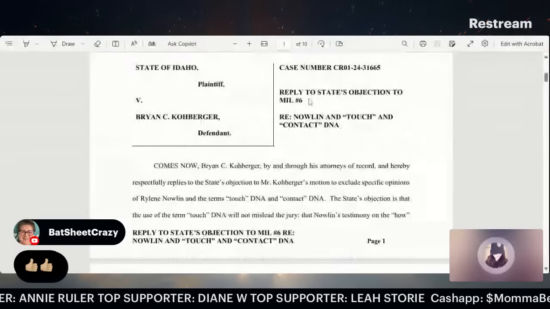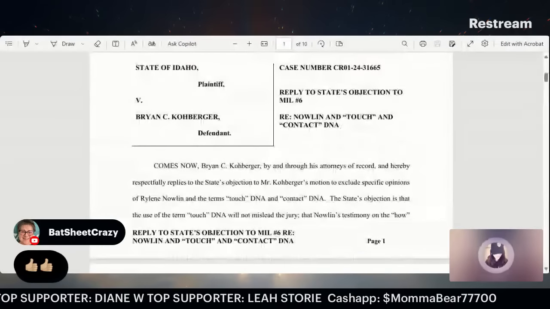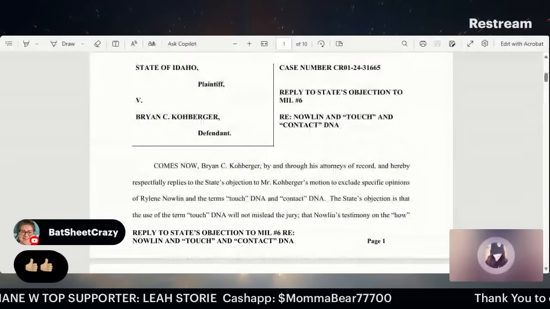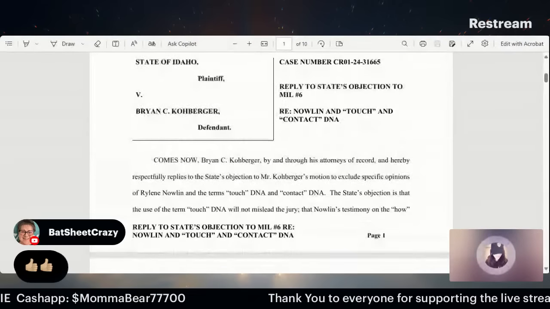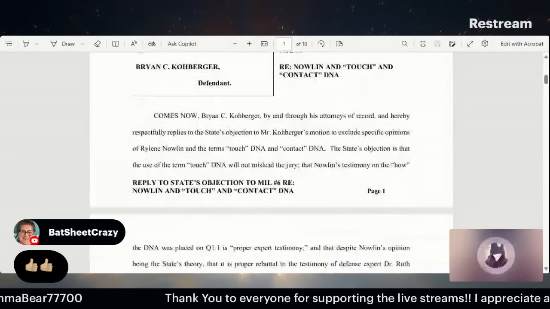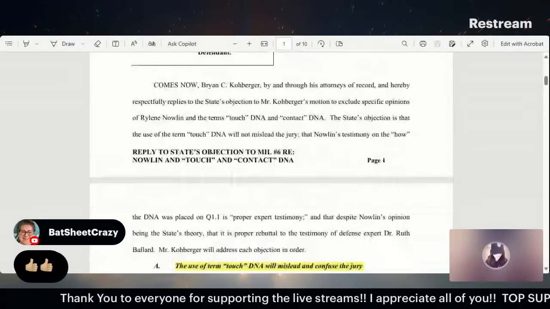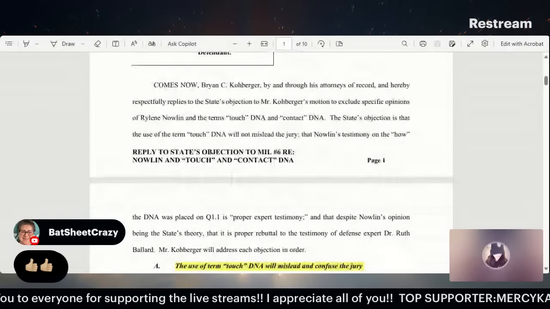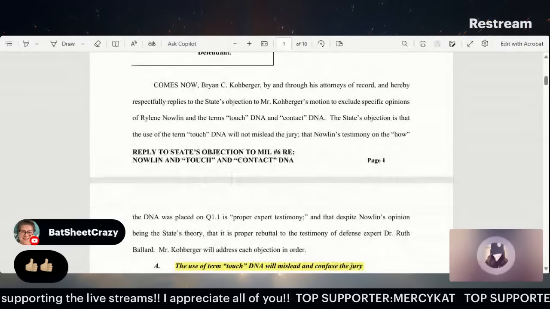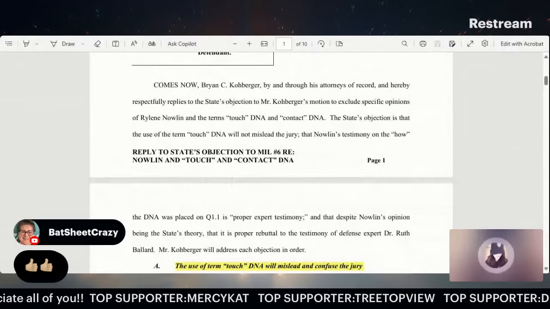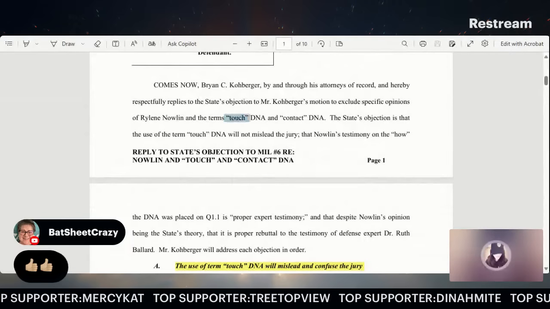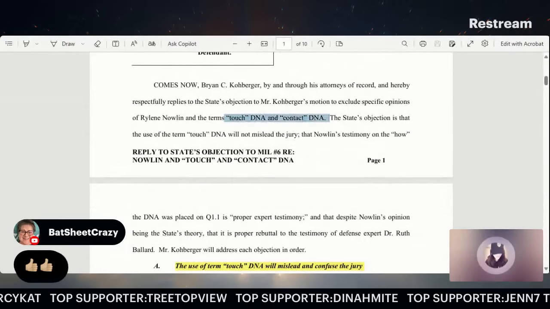So, this is the reply to the state's objection to motion in limine number 6 regarding Nowlin touch and contact DNA. Comes now, Brian C. Kohberger, by and through his attorneys of record, hereby respectfully replies to the state's objection to Mr. Kohberger's motion to exclude specific opinions of Rylene Nowlin and the terms touch DNA and contact DNA.